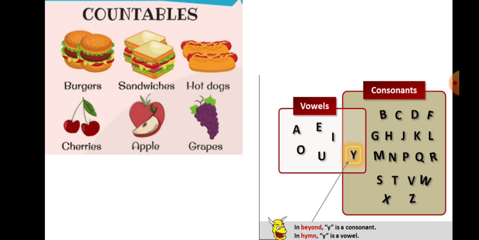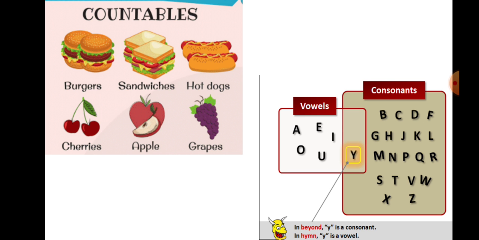Now here I have put these images to tell you what are countable and uncountable nouns, as we read earlier that articles are used before countable nouns and are not used before uncountable nouns. Countable nouns like burgers, sandwiches, hot dogs, cherries, apple, grapes. You can count these, right, but you cannot count tea, ink, sugar, milk.